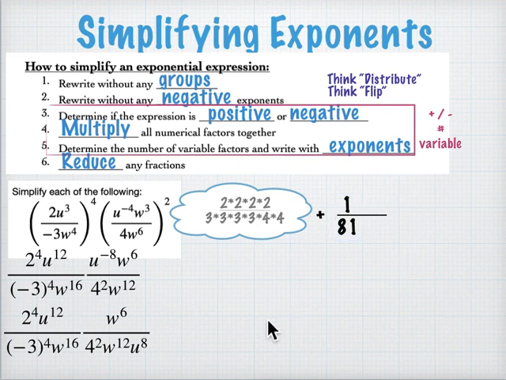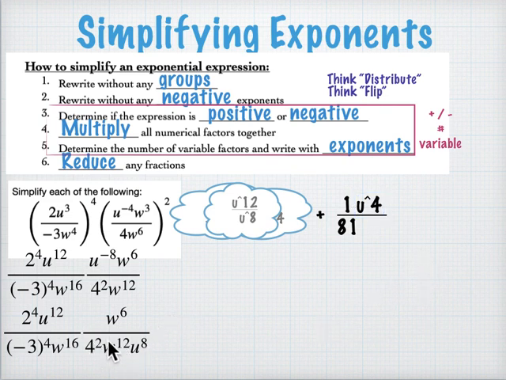Last thing then we have to do is to think about all the variables, and there are a lot of them. I'm going to think about them one variable at a time. If we look at just the u's, there are 12 u's on top, there are 8 u's on the bottom. When you're thinking about variables, now you're going to think about who wins and by how much, because some of these u's cancel each other out. There end up being 4 u's left on top, and so you would have a u to the 4th in the top of your answer.